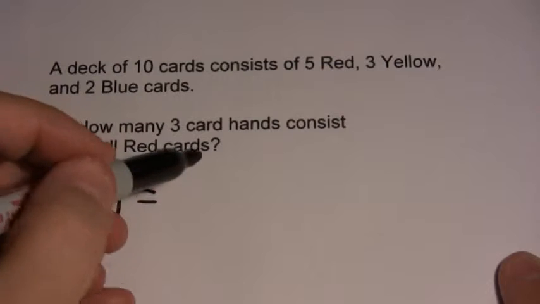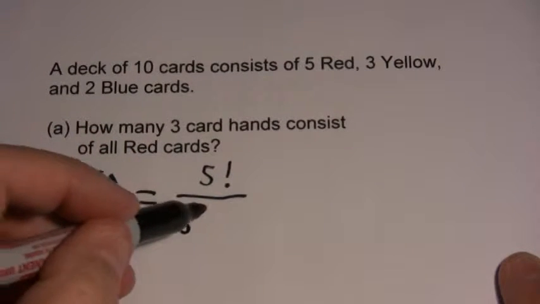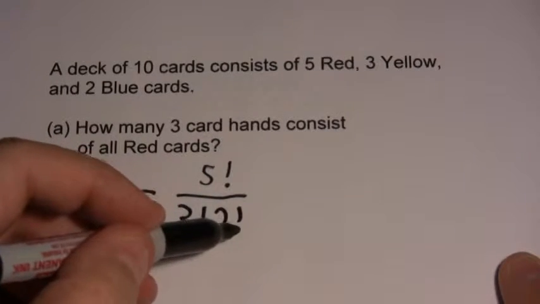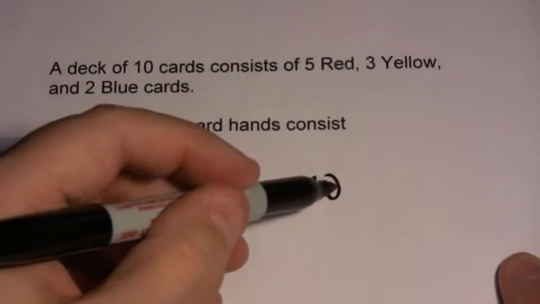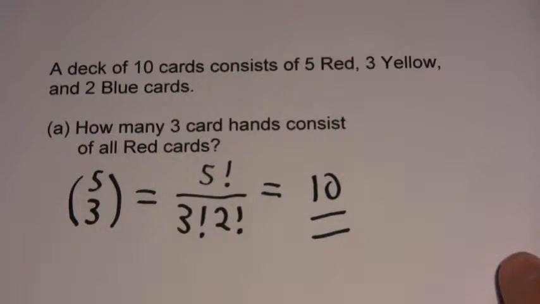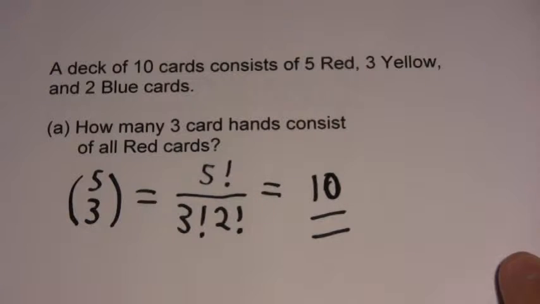Now we've calculated this one before, so once again I'm not going to make a big deal out of it. 5 minus 3 is 2 factorial, and the answer is 10. So there are 10 different ways you could get 3 red cards out of that deck of 10 cards.